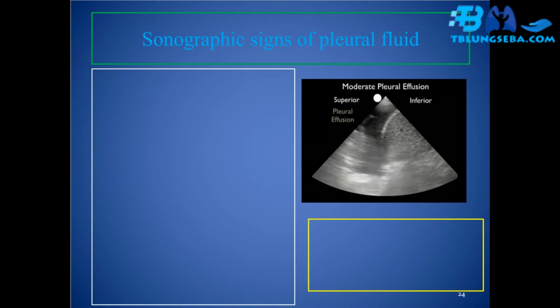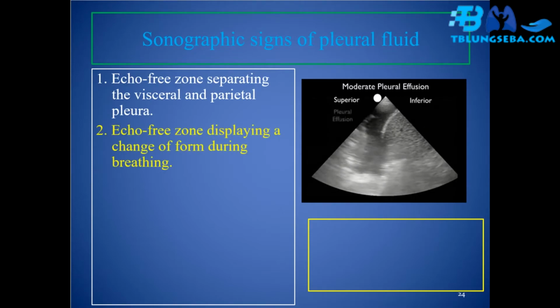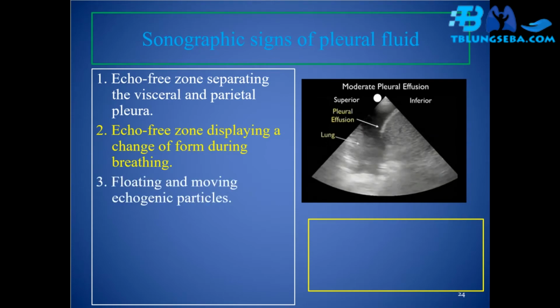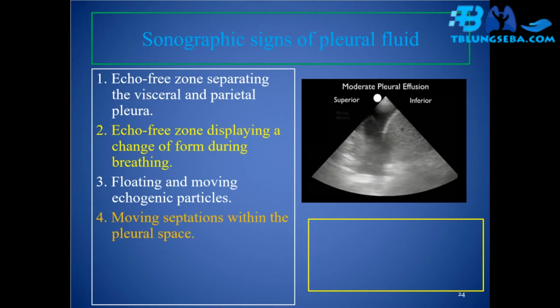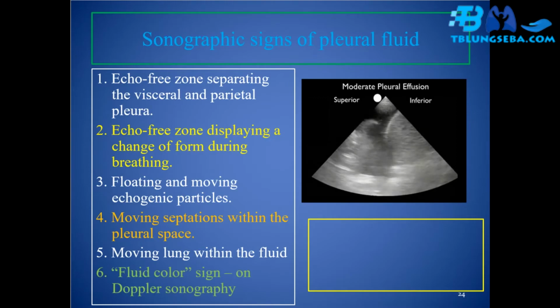Sonographic signs of pleural fluid. 1. Echo-free zone separating the visceral and parietal pleura. 2. Echo-free zone displaying a change of form during breathing. 3. Floating and moving echogenic particles. 4. Moving septations within the pleural space. 5. Moving lung within the fluid. 6. Fluid color sign, on Doppler sonography.